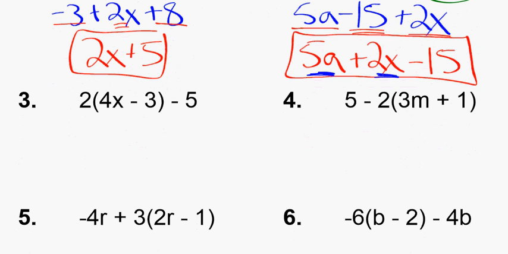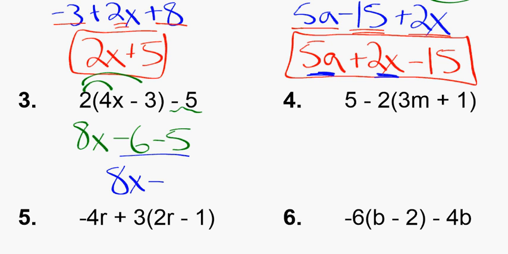Let's keep going. Here you are distributing a 2, so you get 8x minus 6. Don't forget about your minus 5. Combine like terms, this is 8x minus 11.